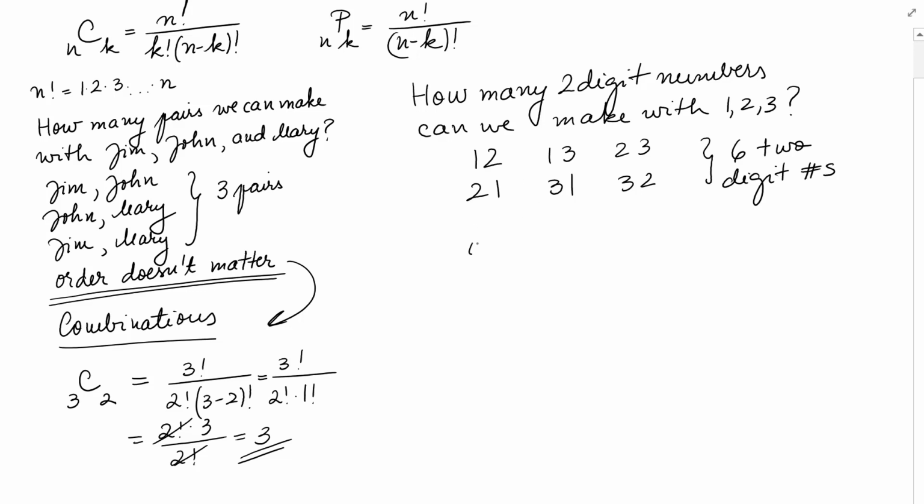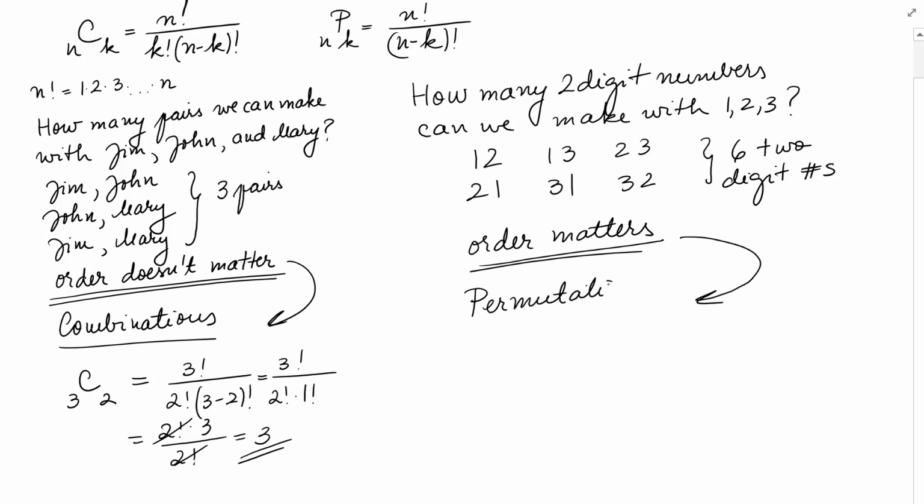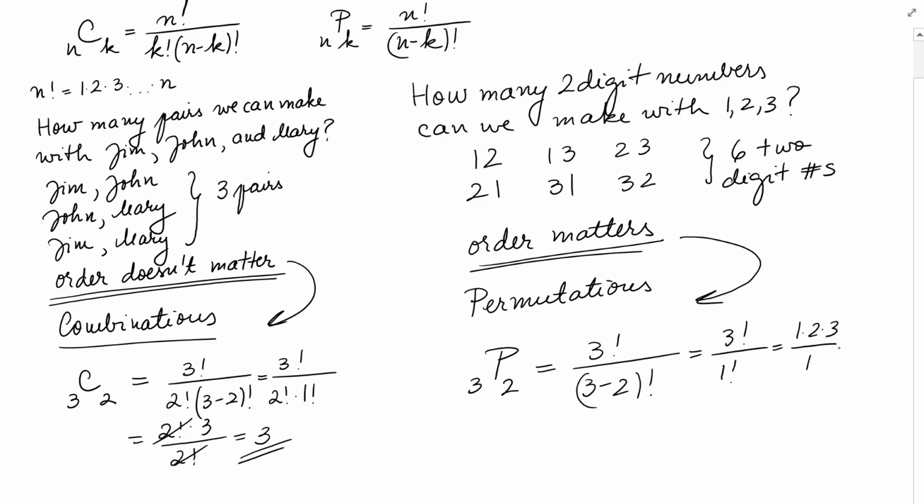So this time, order matters. Why? Because 12 or 21 are 2 different numbers. So order matters, and when order matters, we use permutations. In this case it would look like this. Permutation of 3 taken 2 times is 3 factorial over 3 minus 2 factorial, which means 3 factorial over 1 factorial, or 1 times 2 times 3 over 1, which is 6.